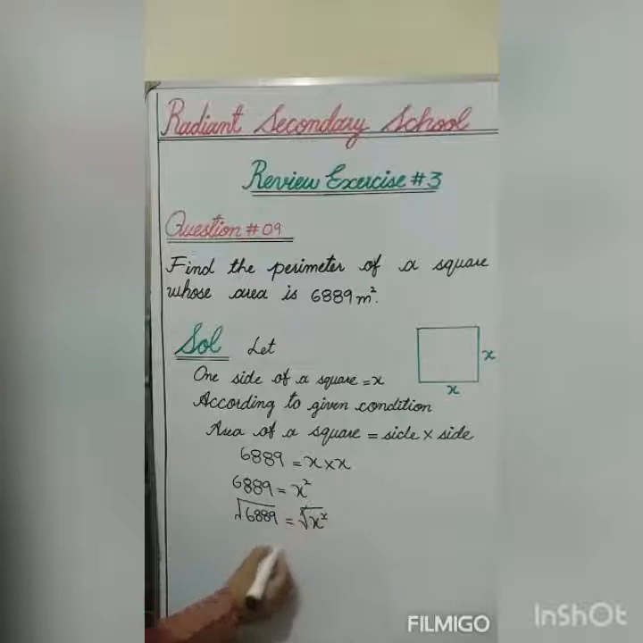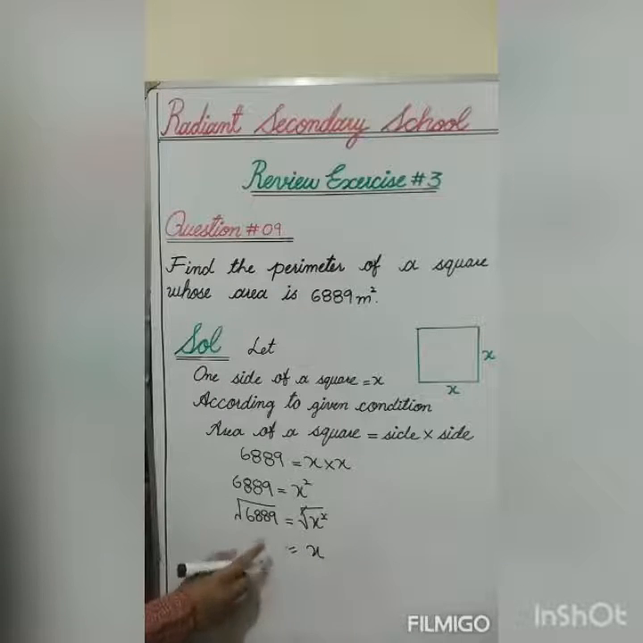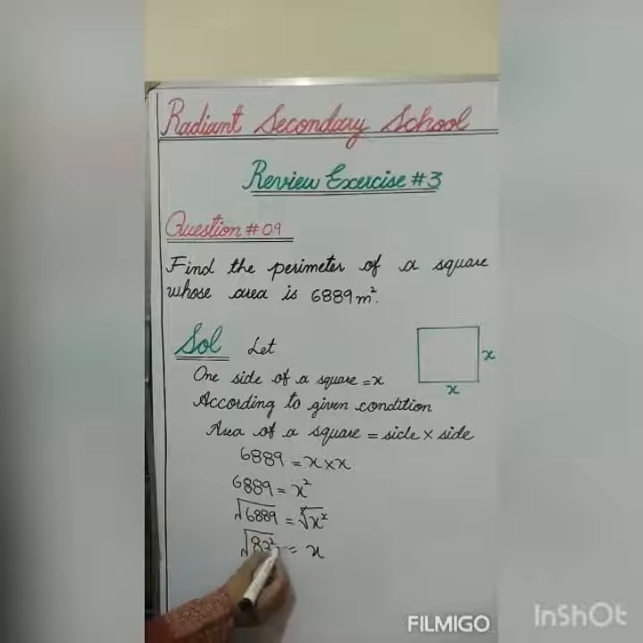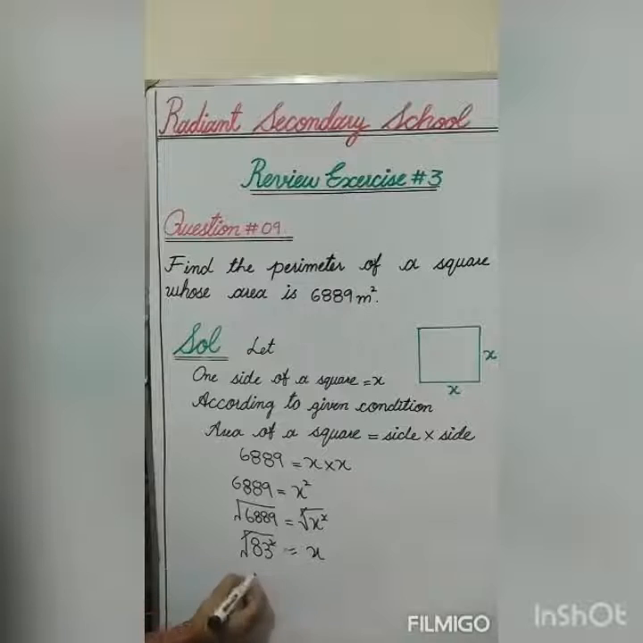Now this square and square root will cancel out. We will get x equals to, now this 6889 is a perfect square of 83. So we will write 83 square. Square root will become as it is. This square and square root will cancel out. We will get 83 meter equals x. One side of the square is 83 meter.